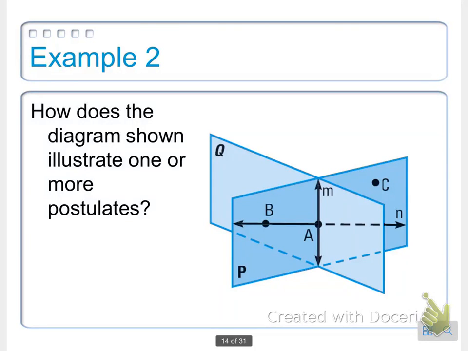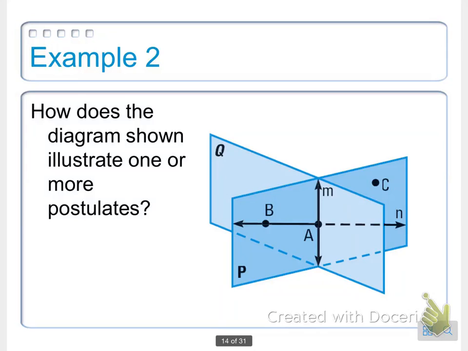Example 2 here. How does the diagram shown illustrate one or more of the postulates? Well, we've got our postulates. You already wrote them down a couple slides ago. And let's just go through them here. The first postulate says through any 2 points there is exactly one line.